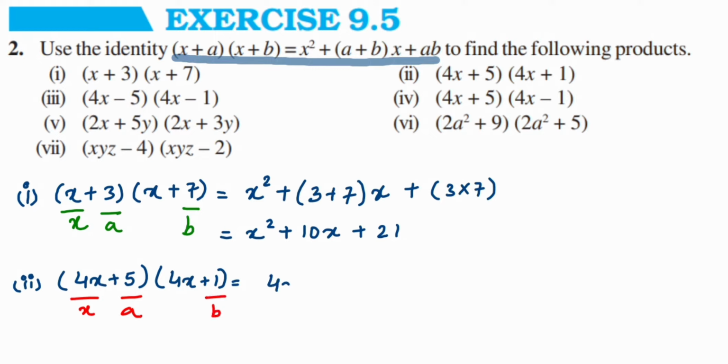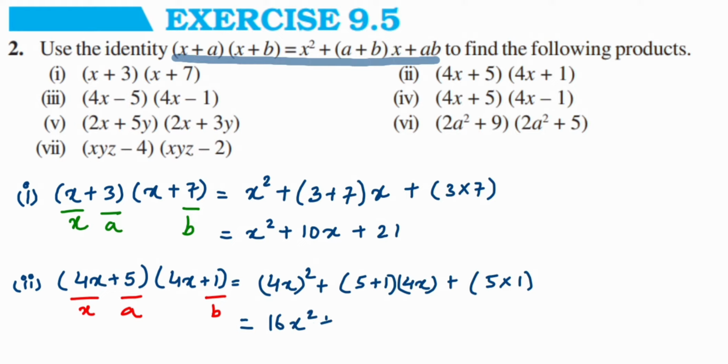(4x)², because x² is there, plus (a + b), so 5 + 1 into x, in place of x we have 4x, then plus a into b, so 5 into 1. This is equal to 16x² plus, when we add 5 and 1 we'll get 6, so 6 into 4x plus 5. So this is equal to 16x² + 24x + 5. This is the answer for the second question. Now we'll move on to the third one.